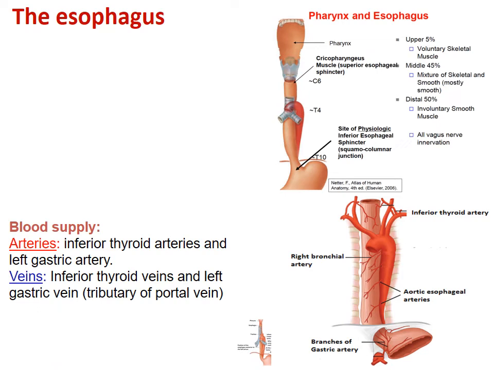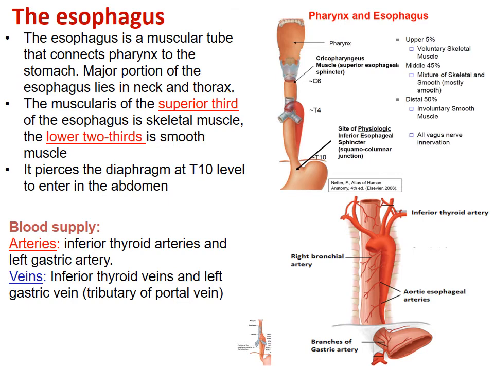Come to the next slide. The next slide is showing you the esophagus, right? So in the esophagus, we have another thing. The esophagus is a muscular tube, composed of muscles, right? It connects the pharynx to the stomach.